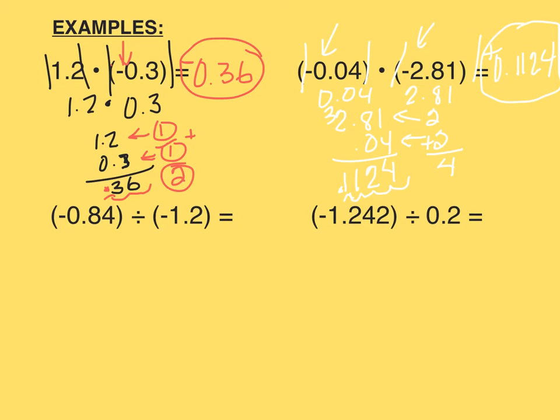Now as I move on to division, again, you're going to take these absolute values. So you're going to have 0.84 divided by 1.2. Now I prefer to do division like this when I have decimals because then I can see those decimals. We're not allowed to have a decimal in the bottom, so I'm going to move that to the end. In this case it moves 1 place, and whatever I do to the bottom I do to the top. So now I'm going to have 8.4 divided by 12.